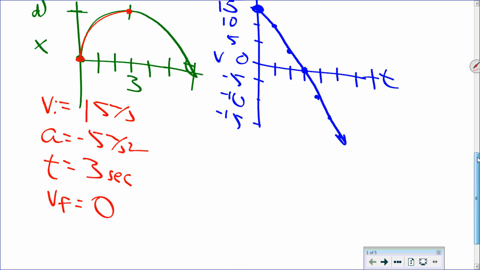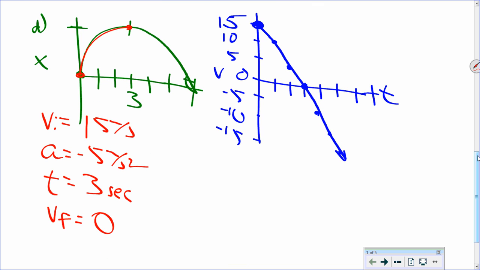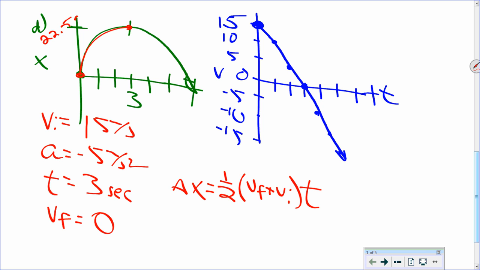So you ought to be able to use any of the displacement equations I've given you. Figure out your displacement. Probably the easiest one to do would be, I don't know, whatever. Maybe that one. And it gives you 22.5 meters. Does that make sense, you guys?